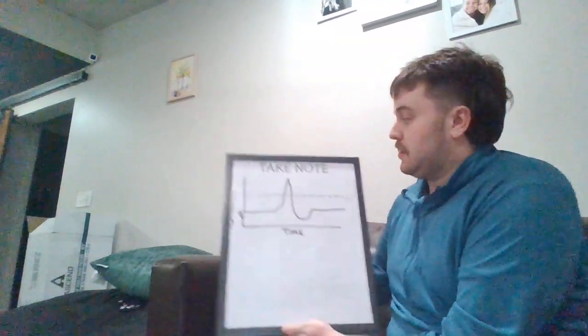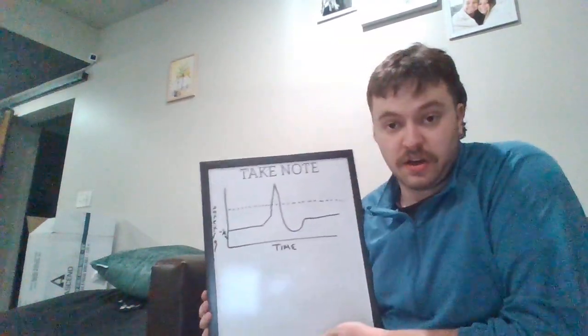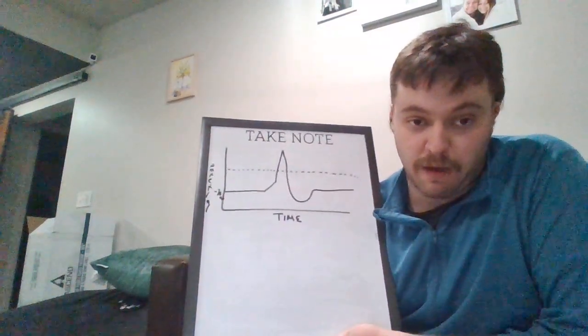Okay, so on the x-axis we have time, and on the y-axis we have electric potential. And I'm going to label some important concepts here. So I'm just going to draw it out and then I'll talk about it. Okay. So this is what we call an action potential graph.